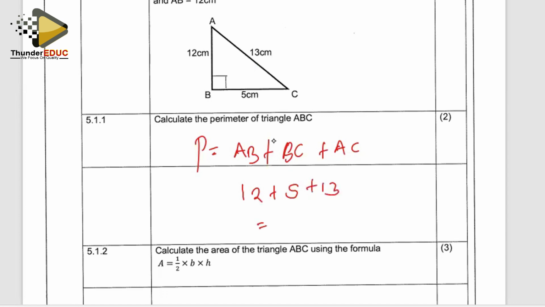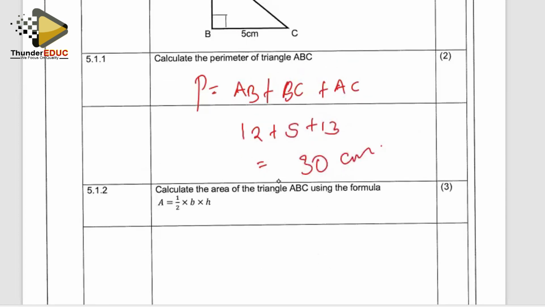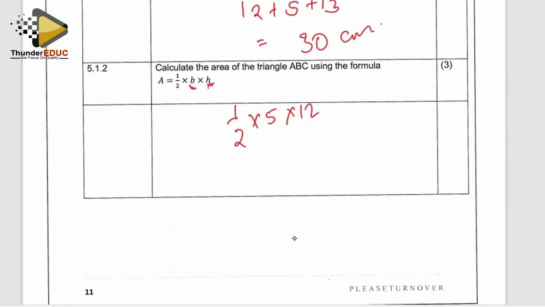So that's 15, which gives me 30 centimeters. Then they want the area using this formula. The base and the height are the sides that form the 90. So 90 is formed by this and then that. So this can be our height, this can be our base. So it's going to be a half times 5 times 12. This is the same as 60 over 2, which also gives us 30 centimeters squared. So area is in square units, whereas perimeter is just plain units.